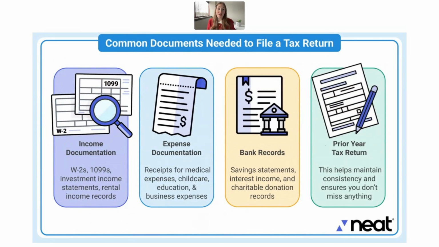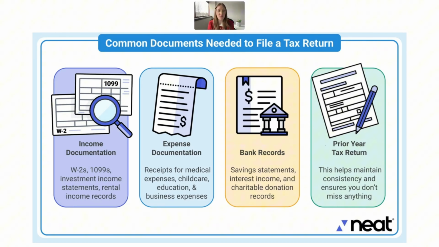Once you feel confident that you have all of your data in Neat and that your data is accurate, then you need to gather all of your documents together. Here is a high-level overview of some common documents needed to file a tax return. Additional documents may be required based on your unique situation, but basically it comes down to your income documentation, things like your W-2s, your 1099s, your wages and tips, and any compensation that you receive throughout the year. Expense documentation.